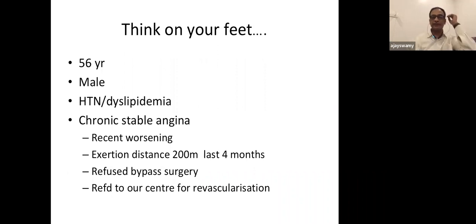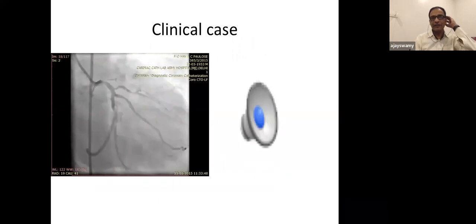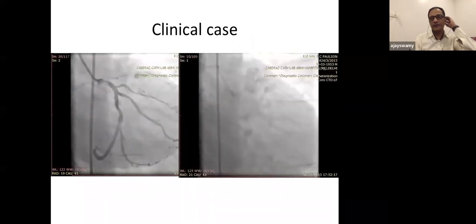What we can do. This is a 56-year-old male with hypertension and dyslipidemia with chronic stable angina, recent worsening, and exertion distance of 200 meters. He refused bypass surgery. Sometimes you really curse why you have become an interventional cardiologist, and this is one of those occasions. This is what his angiogram was like.